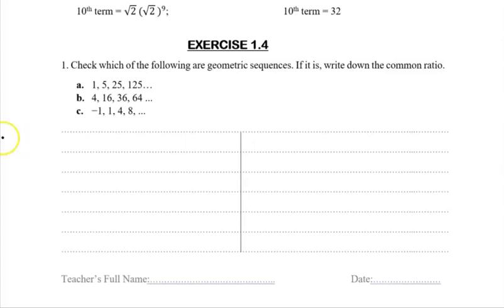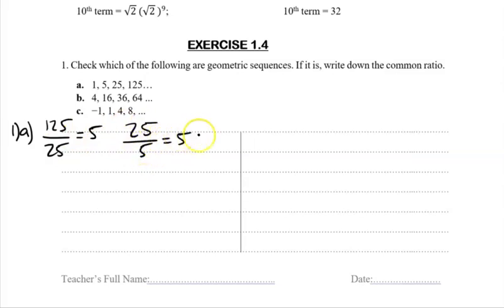So question 1a. We're going to do 125 divided by 25. That gives us 5. Then we do 25 divided by the previous term, which is 5. Then we do 5 divided by 1, which is 5. So yes, it is a geometric sequence. So you write a little statement here.